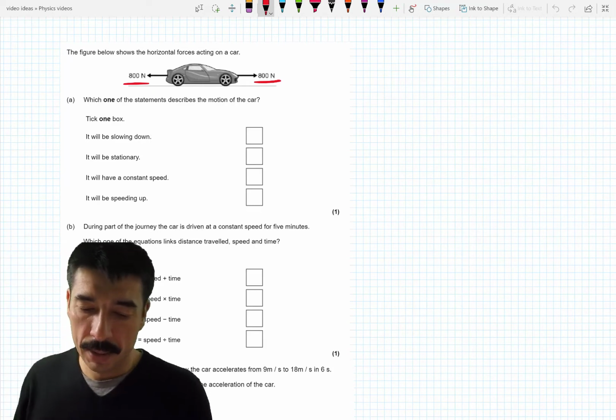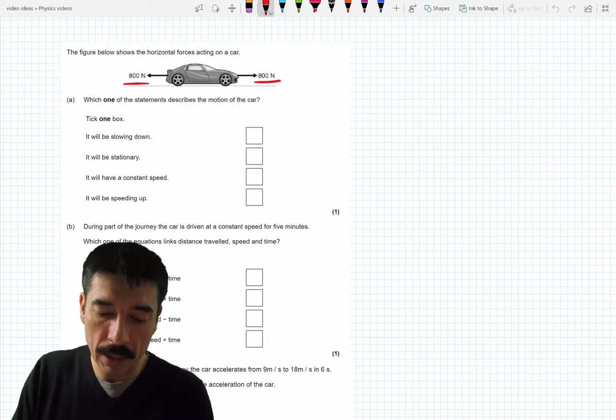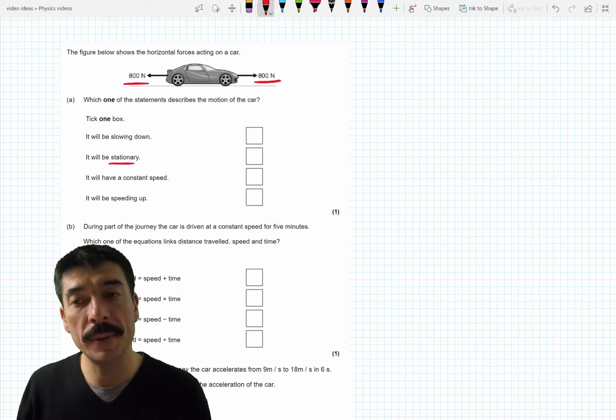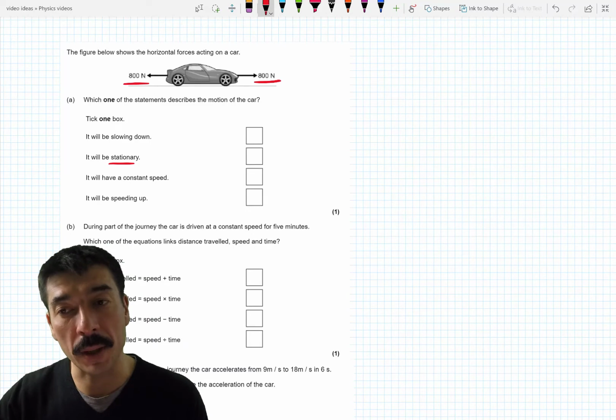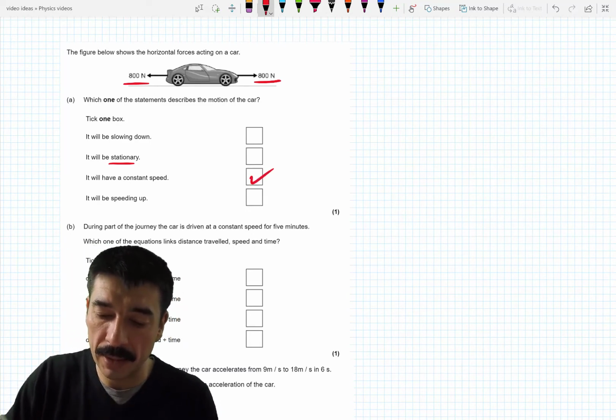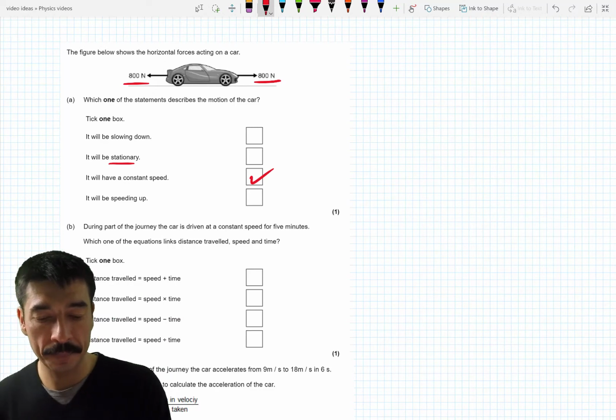First law. So you don't know that it's stationary. It could be stationary. Velocity could be 0, but velocity could be any other value as well, but constant. So it will have constant speed. It will be speeding up. It will have constant speed is the closest to the right answer, I think.